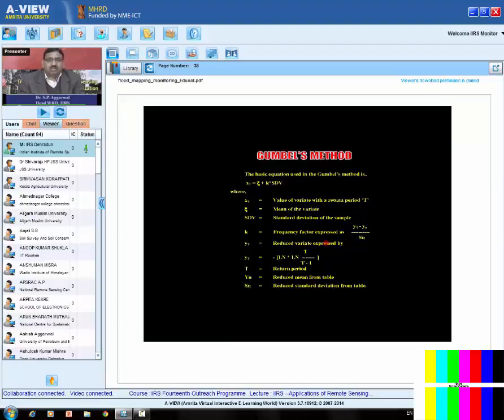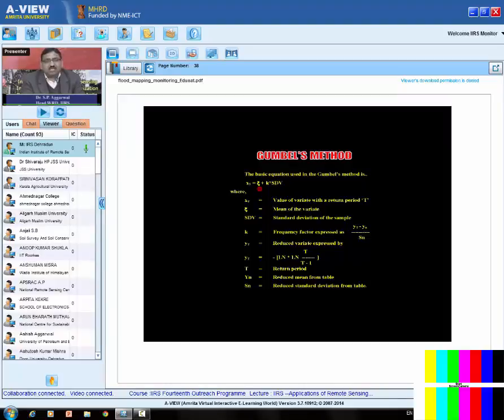We calculate that, and then we calculate the mean of all the data. Suppose from 1971 some depth is there, say x1, 72 x2, 73 x3, and so on up to xn. So sigma xi divided by n, that is the mean. Similarly, the standard deviation is calculated, and then the frequency factor based on the formula, and you will get the information about xt, meaning a particular return period.